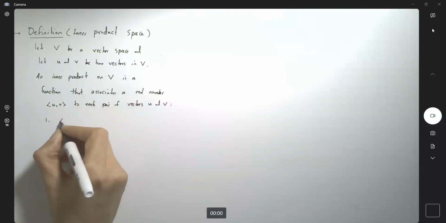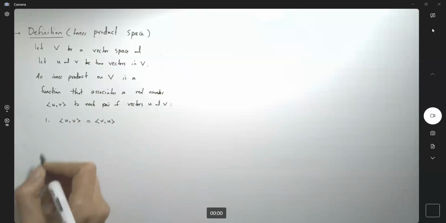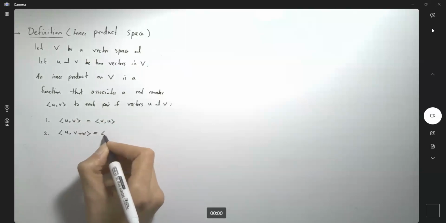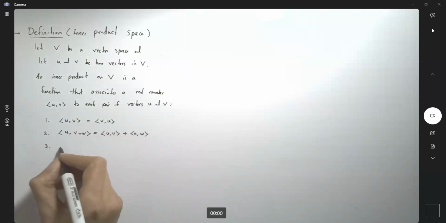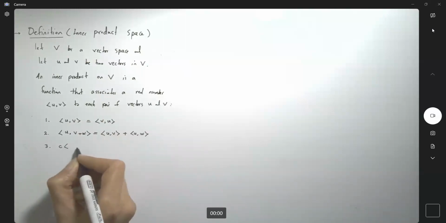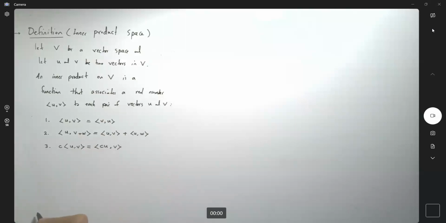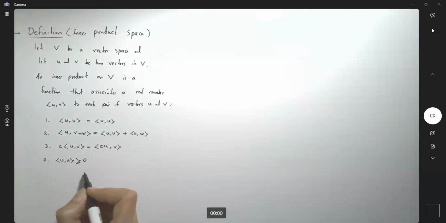First of all, the inner product of U and V is the same as the inner product of V and U. The second axiom, the inner product of U and V plus W is equal to the inner product of U and V plus the inner product of U and W. 3, if C is a scalar, C multiplied by the inner product of U and V is equal to the inner product of CU and V. And finally, the last axiom, the inner product of U and U is always larger than or equal to 0. It is 0 if and only if U is vector 0.